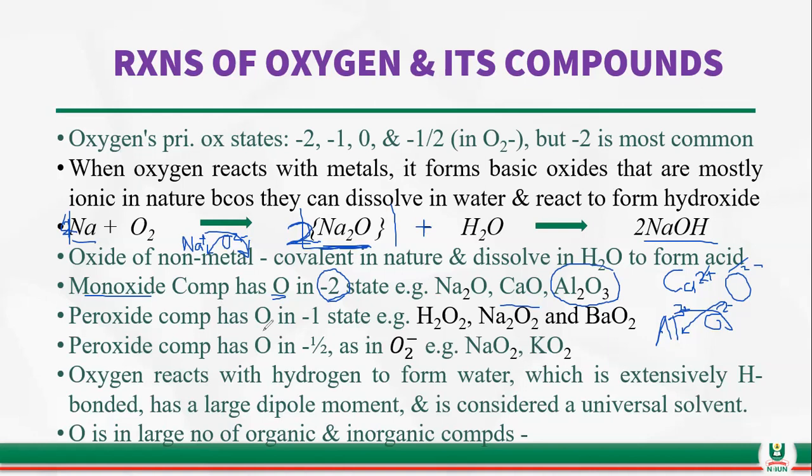Other oxidation states of oxygen that are available is when it has -1. And what we have there is peroxide. We have hydrogen peroxide, sodium peroxide, barium peroxide. However, if it is at -1/2 oxidation state, that means diatomic oxygen with -1, it forms what is called superoxide. Superoxide, not peroxide again.